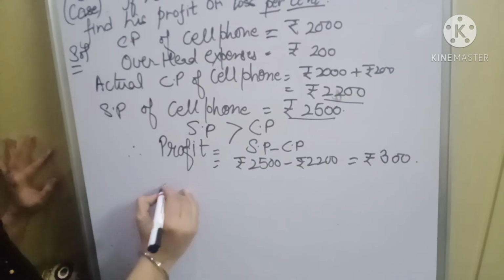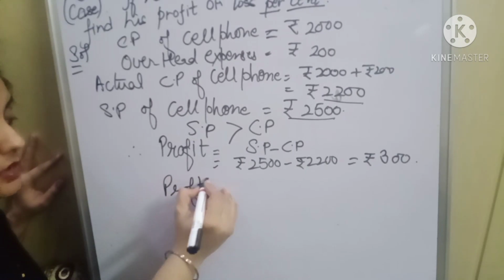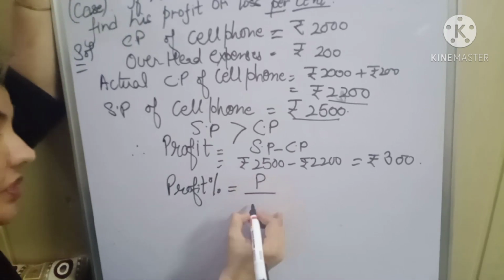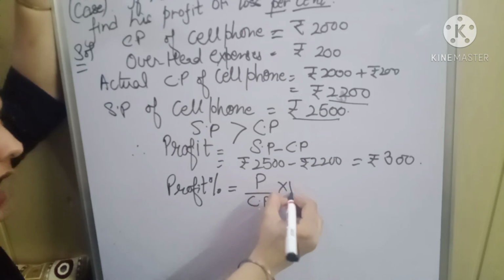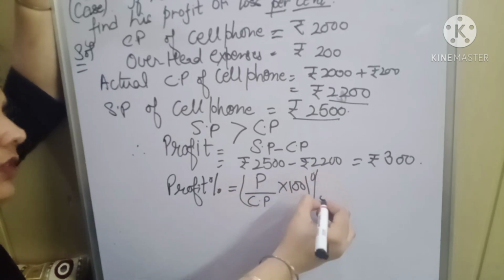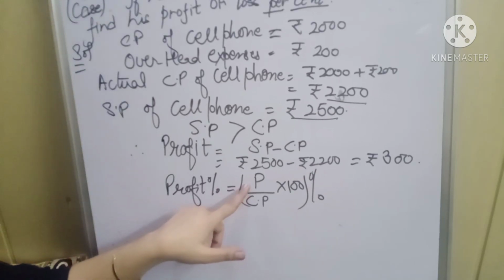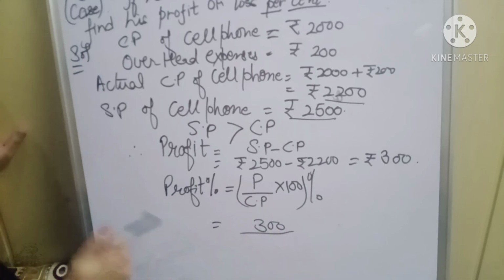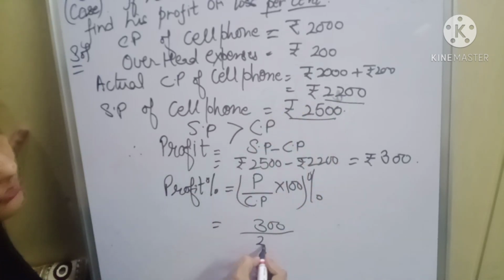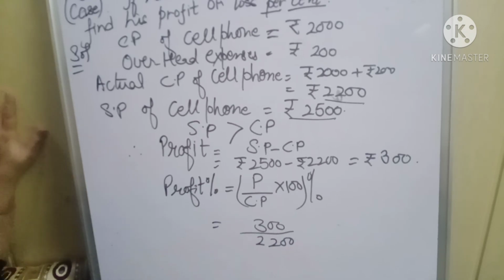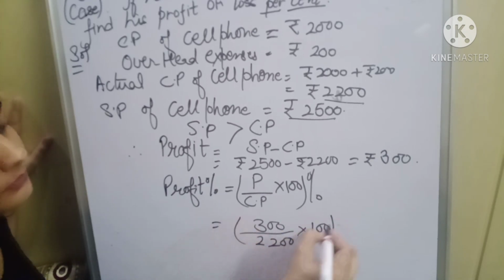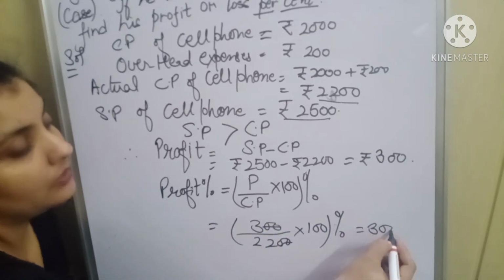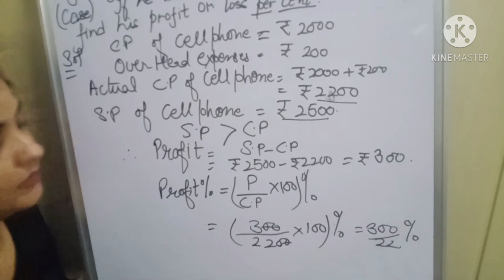Whenever you are going to find either profit percent or loss percent, keep this thing in your mind that you have to just divide with actual CP and multiply with 100. In both cases, either profit or loss. Now, how much profit we were having? 300. Actual CP is 2200. Multiply with 100%. Divided, you are getting 300 by 22%.